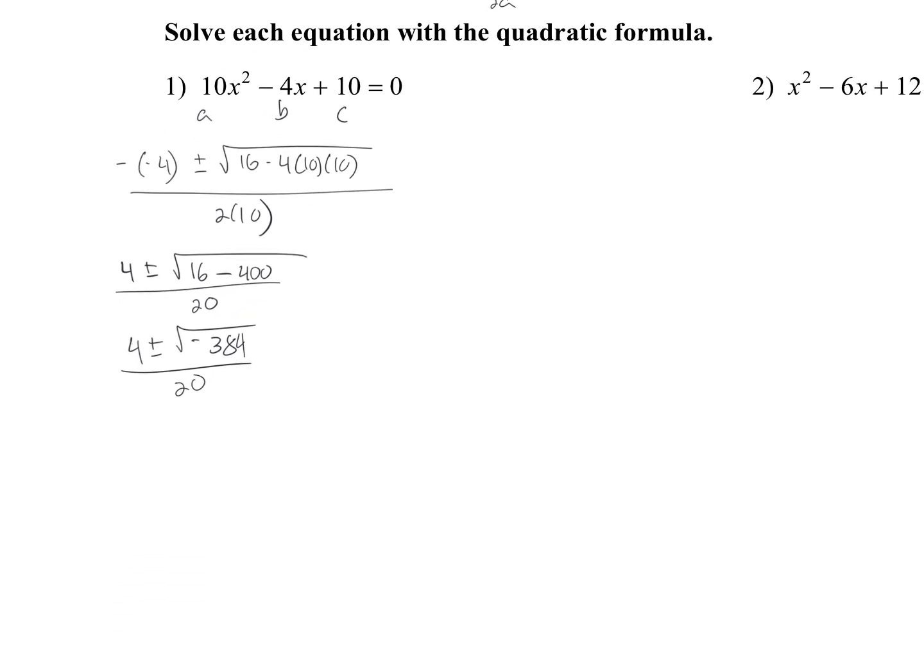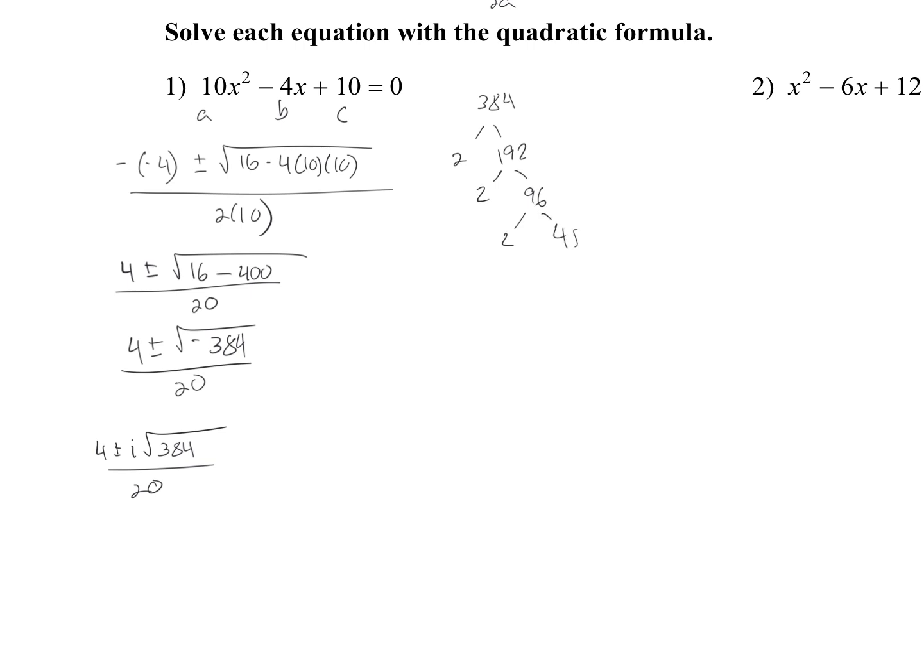I can take out the i, so 4 plus or minus i root 384 over 20. Now let's figure out what 384 factors to. I can try out 2. Let's see what that is. It's 192. Making it, I divide by 2 again, and I get 96. I'm just going to keep doing 2 until I no longer can.